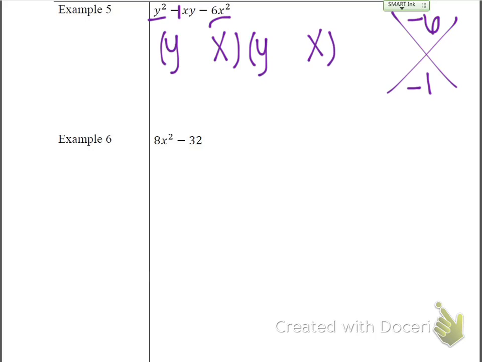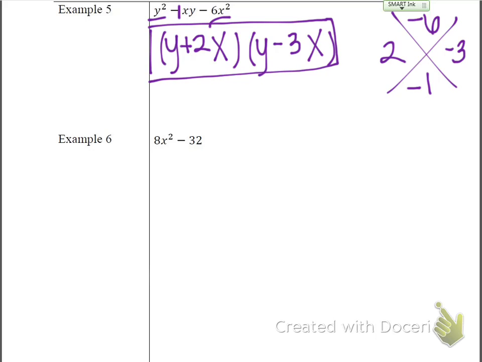Multiply to -6, add up to -1. What did you get? 2, -3. Okay, so how do we apply this? You're going to put the +2 behind the y and the -3 behind the other. So when this is all factored, we get y plus 2x times y minus 3x.